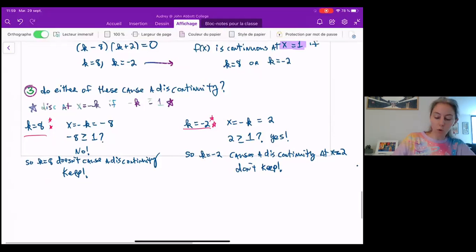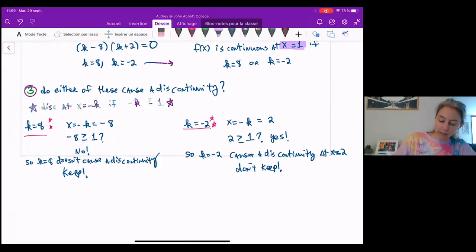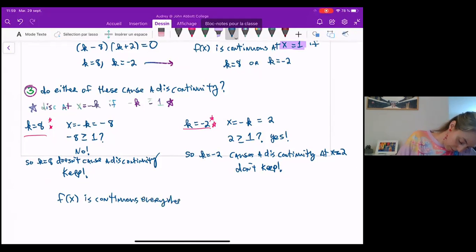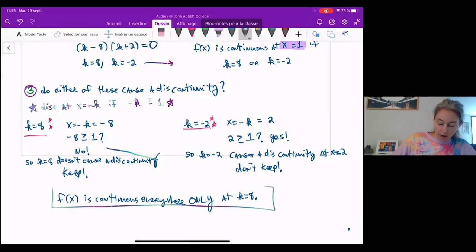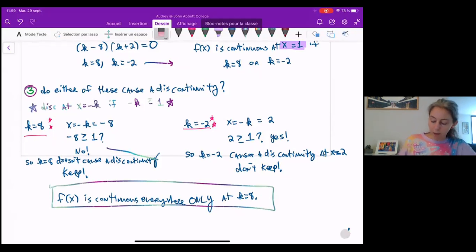So we can conclude then that f of x is continuous everywhere only at, I'm sorry, not x, at k is equal to 8. And that is my final answer. Voila.